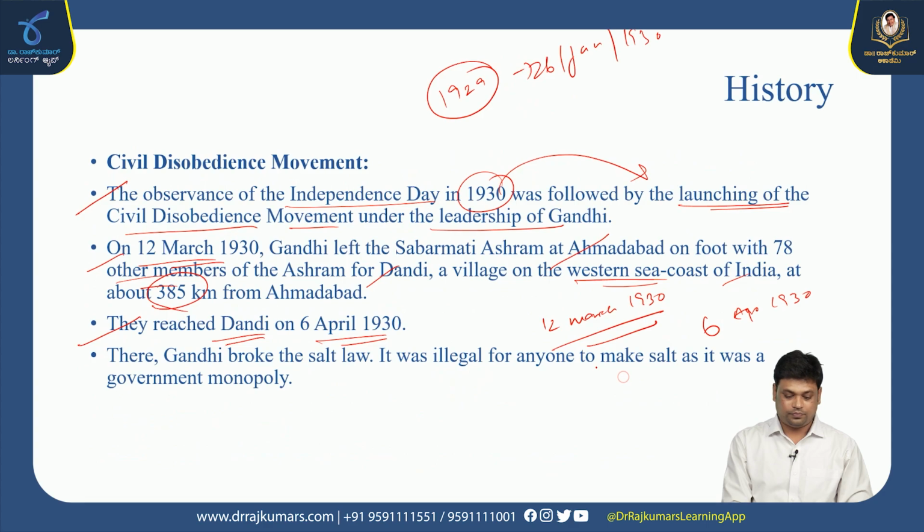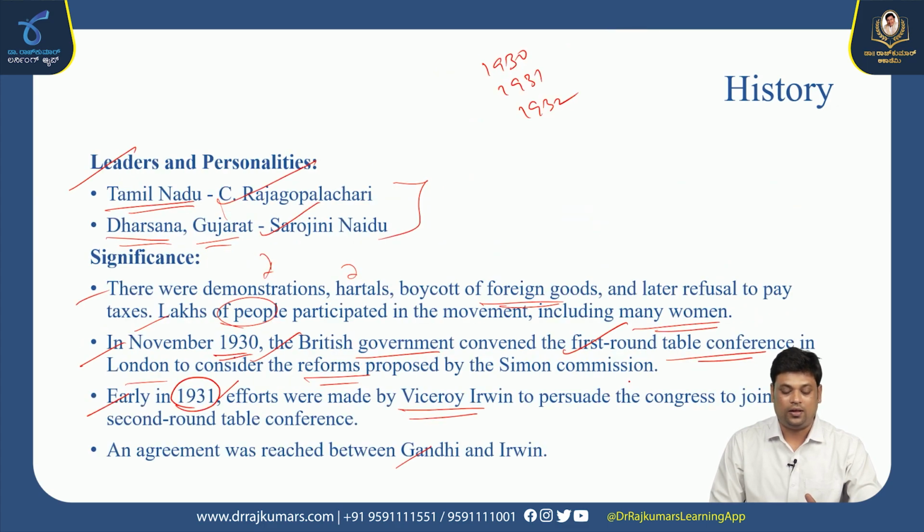So remember, the civil disobedience movement was launched by Mahatma Gandhi in 1930. The major event is the Dandi March, which began on 12th March 1930 and ended on 6th April 1930. The significant personalities were Rajagopalachari from Tamil Nadu and Sarojini Naidu in the region of Gujarat.